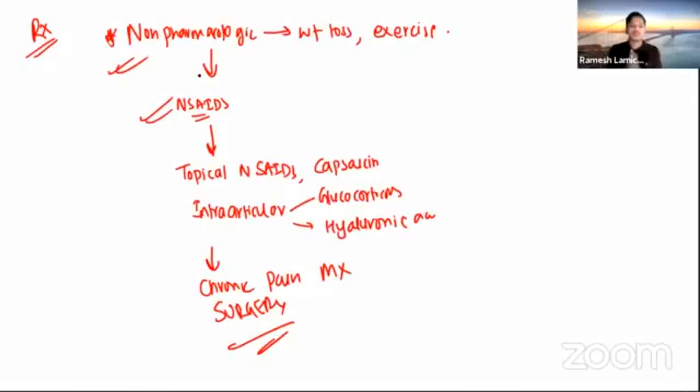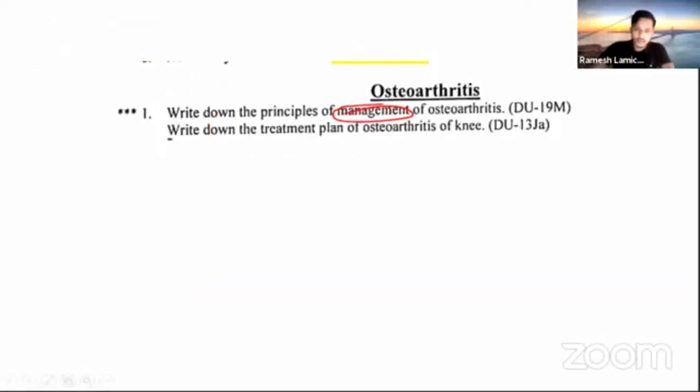If not controlled, then we go for intra-articular glucocorticoid or hyaluronic acid injection, or we can use topical NSAIDs. Then if the patient is a candidate for surgery, we go for surgical management, like joint replacement and others. And if the patient is still not fit for surgery, then chronic pain management should be done. So this is all about the management of osteoarthritis.